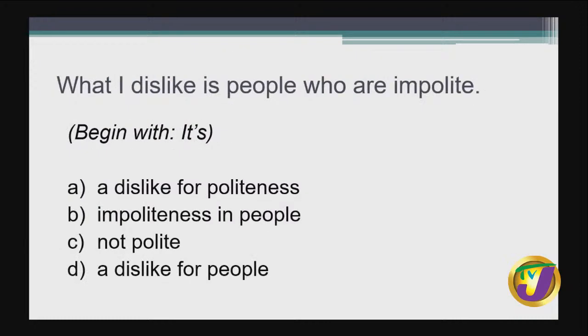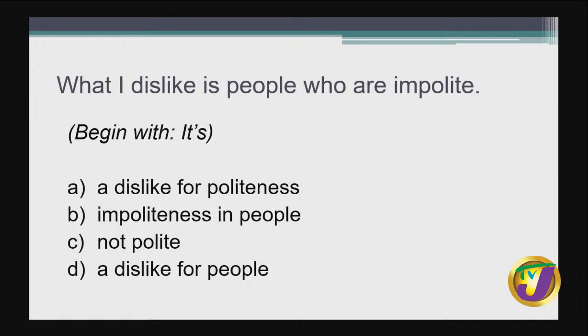Next one. "What I dislike is people who are impolite." And you're going to start with the contraction "it's," which is short for "it is." And keep this in mind, students. Whenever you see "it apostrophe s," read it in your mind as "it is." Because sometimes, and we're human, you write that word when you should just write "its." So always remember "it is."